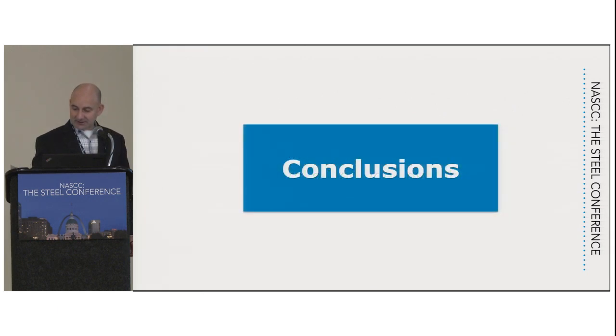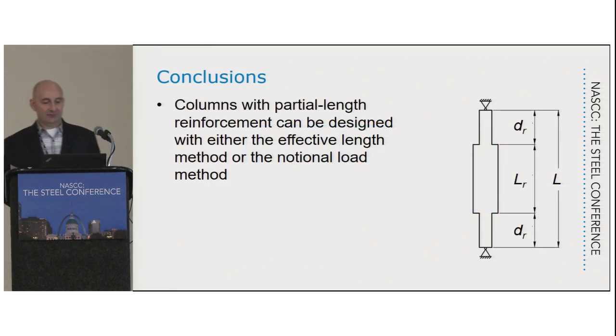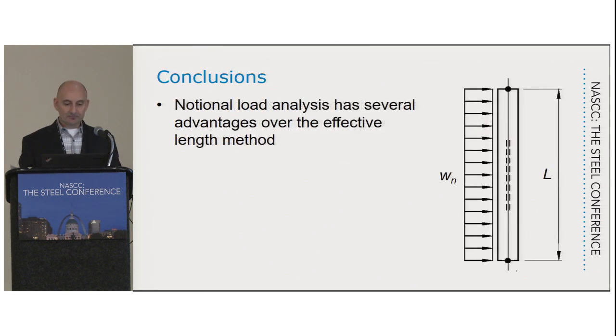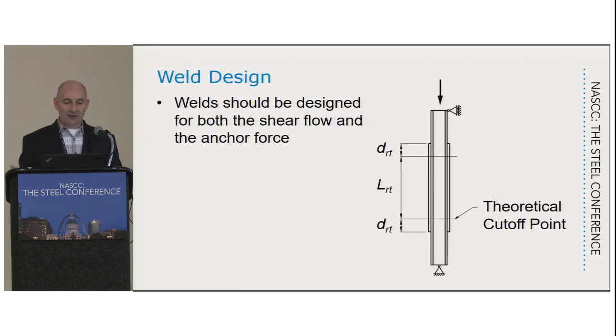All right, it looks like we're over to our conclusions, and we'll just say that columns with partial length reinforcement can be designed with either the effective length method or the notional load method. The effective preload can be neglected when the geometry meets the stabilizing reinforcement requirement. And like we just learned from our final exam, notional load analysis has several advantages over the effective length method. And finally, welds should be designed for both the shear flow and the anchor force.